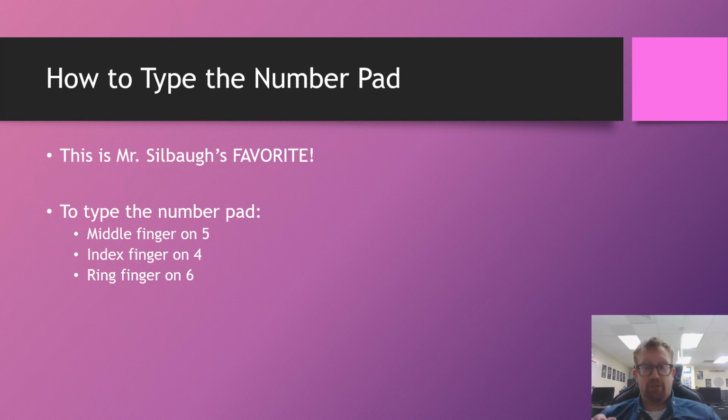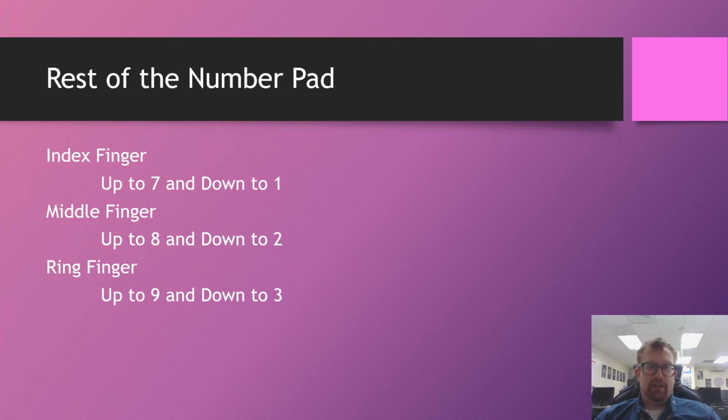This one only uses about 3 to 4 fingers. Your 3 main fingers, and your pinky can be used if you need to or want to, and then your right thumb is responsible for some other keys, but we'll talk about that. To type the rest of the number pad, your index finger goes up to 7 and down to 1. Your middle finger goes up to 8 and down to 2, so it covers that whole column. The same for your ring finger, which types 9 and 3. So it's 1, 2, 3 on the bottom, 4, 5, 6 in the middle, and 7, 8, 9 at the top.